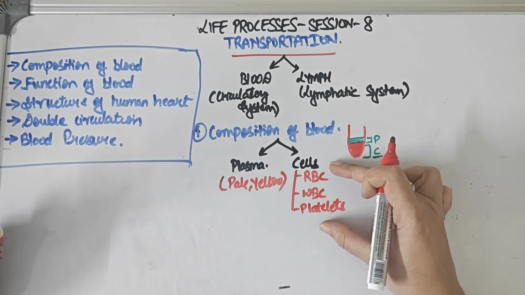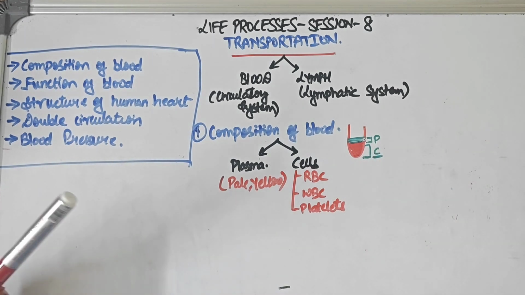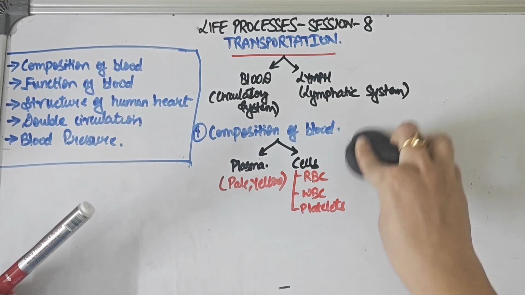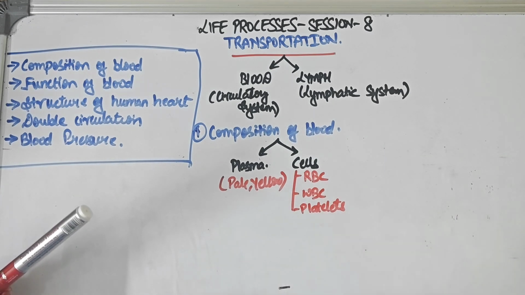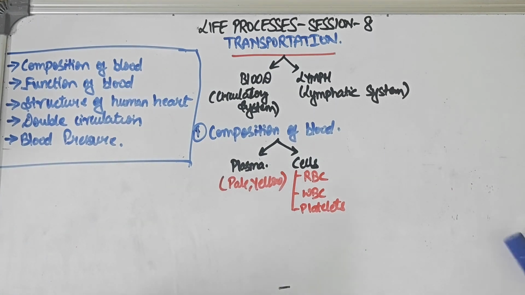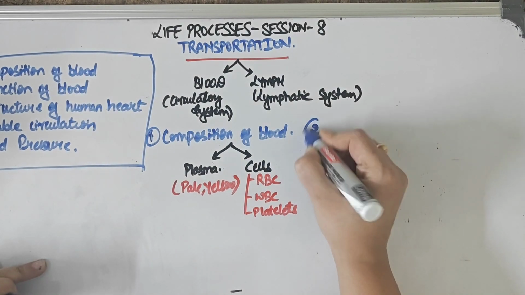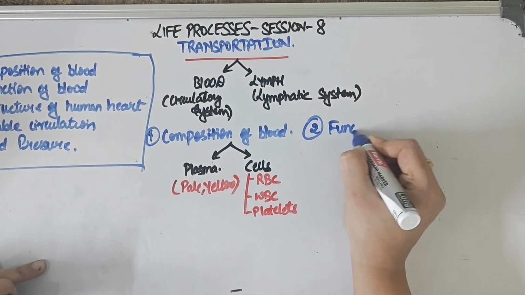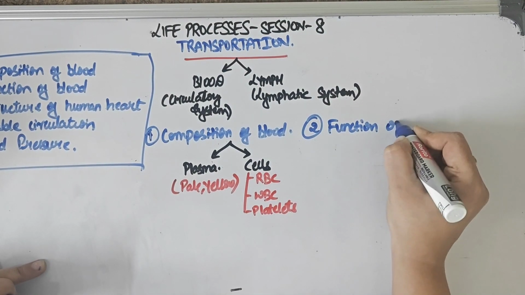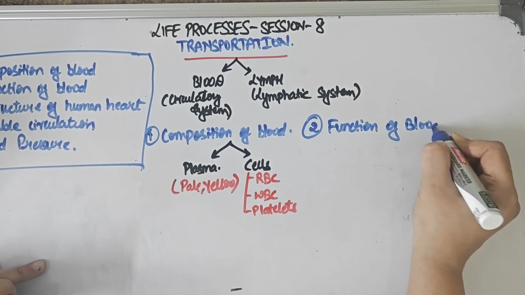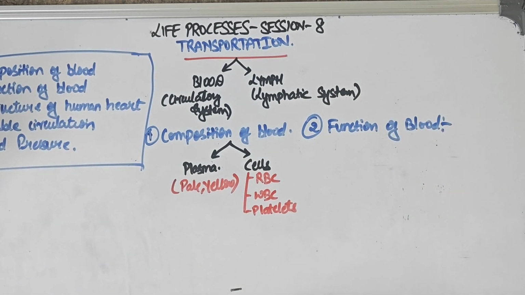All these three different cells that we have in our body, kids, have all different types of functions and perform all different types of roles. So let us now talk about the second important part, which is the functions of the blood. What function does the blood actually do in our body? What are the different functions of the blood that the body performs?